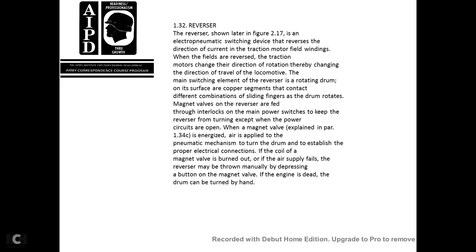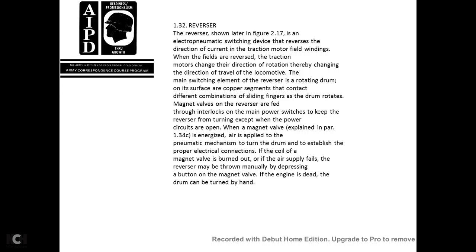132. Reverser, shown in the later figure 217. The electro-pneumatic switching device will reverse the direct current in the traction motor field windings, so that the fields are reversed. The traction motor changes its direction of rotation, thereby changing the direction of travel of the locomotive. The main switch element of the reverser is the rotating drum. On its surface are copper segments in different combinations of contacts. The sliding fingers of the drum rotate. The magnet valve of the reverser is fed through the interlocks of the main power switches to keep the reverser from turning except when the power circuits are open.